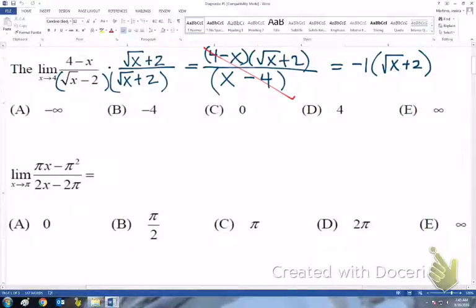And now, if we take the limit as x goes to 4, are we able to do that by direct substitution without any issues? Yes. The limit as x goes to 4 of this would just be plugging in 4. So we have negative 1 times the square root of 4 plus 2, which is negative 1 times 2 plus 2, which is negative 1 times 4, which is negative 4.